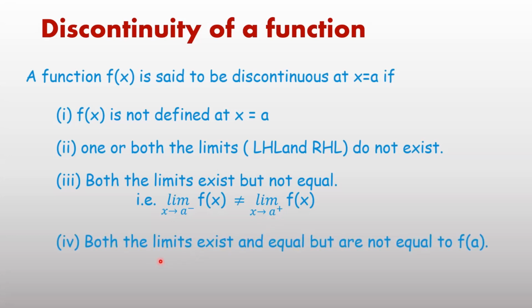And the fourth case: if both the limits exist and are equal, but the limit is not equal to the value of the function at that point, then also we can say the function is discontinuous. So there are 4 cases, so easily we can check whether a function is discontinuous or continuous.